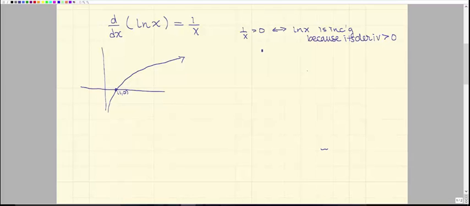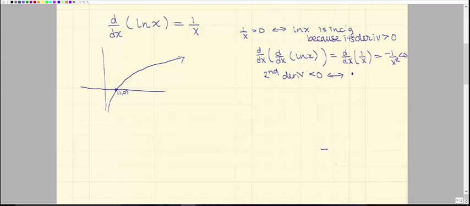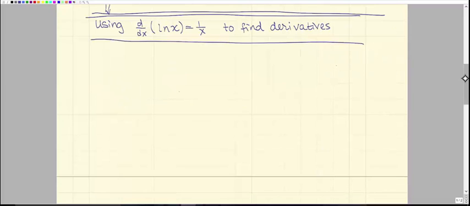We also can see that if we look at the second derivative of the natural logarithm of x function, so if we take the derivative of 1 over x, we get negative 1 over x squared. And that is a function which is always less than 0. So the second derivative is negative, which tells us that this function is in fact concave down, and we can see that from the graph.